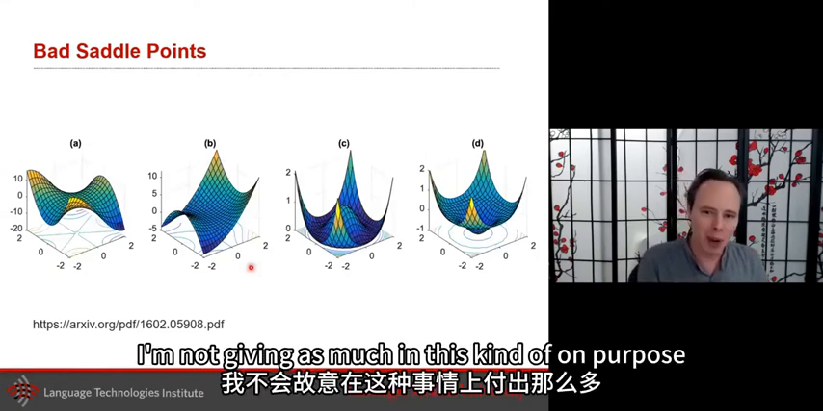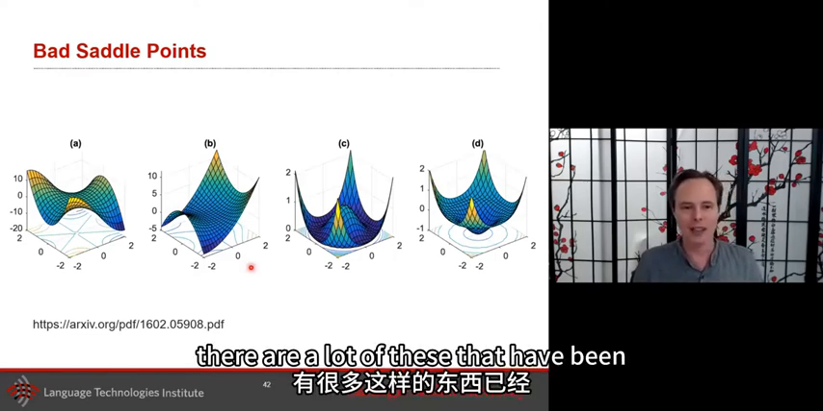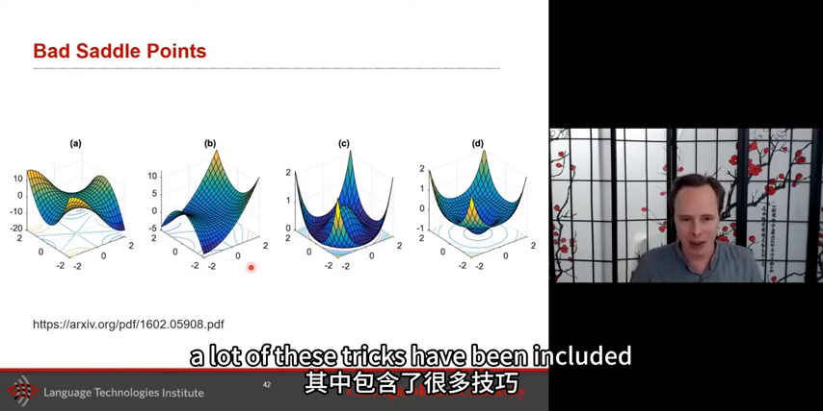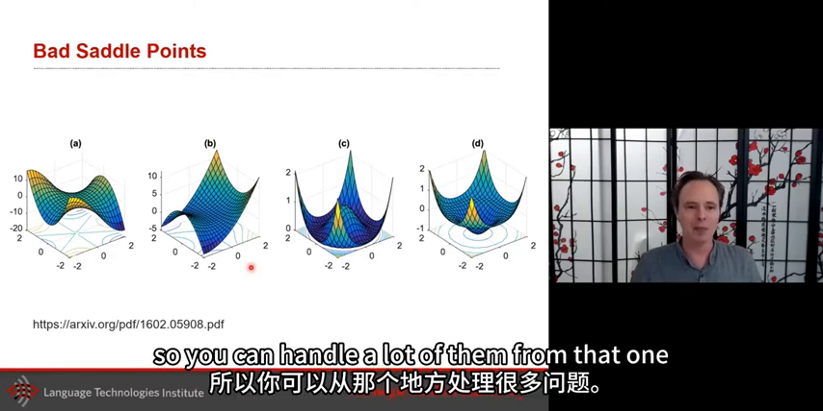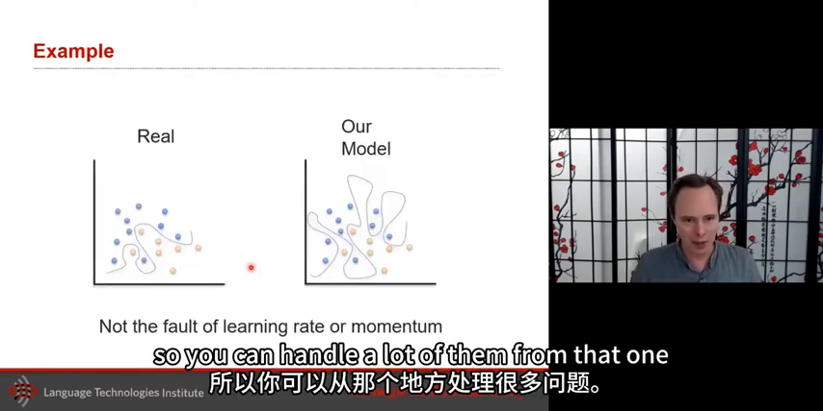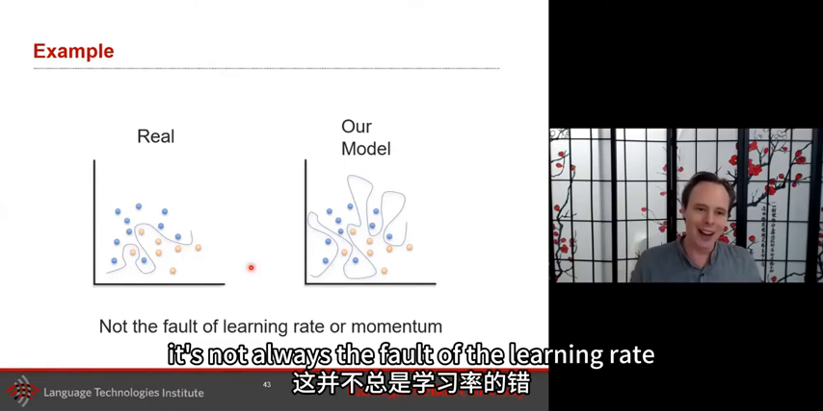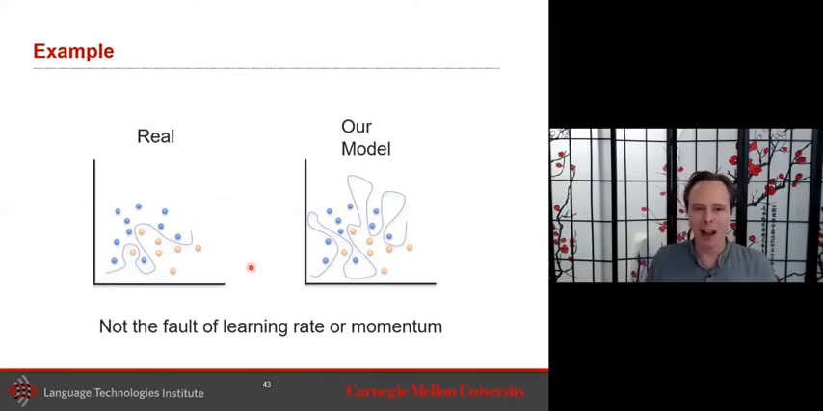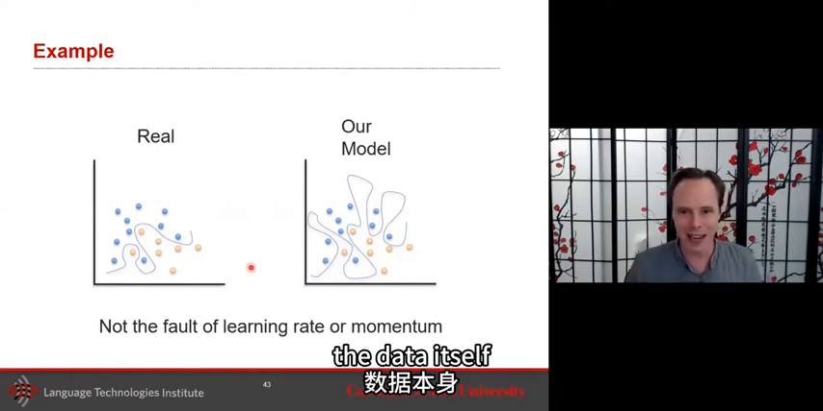I'm not giving as much on this on purpose, because these days a lot of these tricks have been included in different libraries, so you can handle a lot of them from that. One also to be aware of is that it's not always the fault of the learning rate or the momentum. Sometimes it's also just the data or the model.